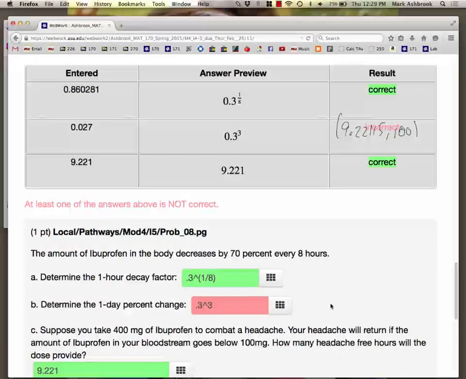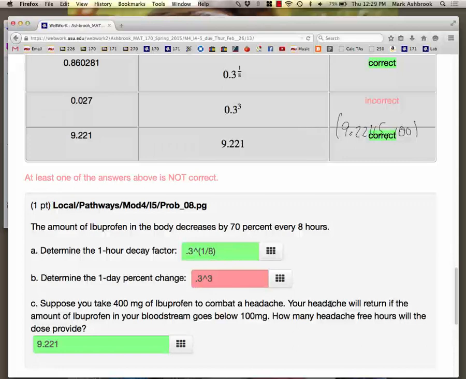Oh, what did I do wrong? Oh, it was percent change. I was doing the 1-day decay factor. So if we want percent change, we're going to take that thing, minus 1, and multiply it by 100 to get percent. So I have done a 1-day decay factor.